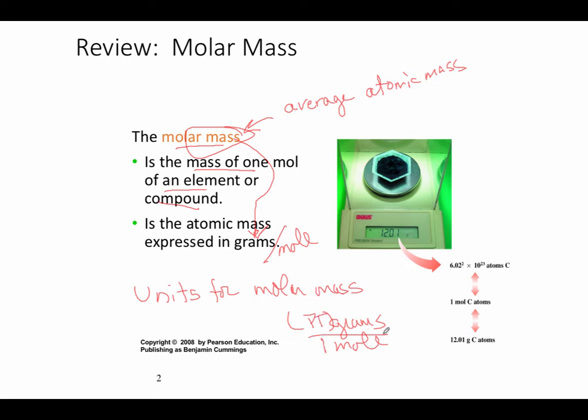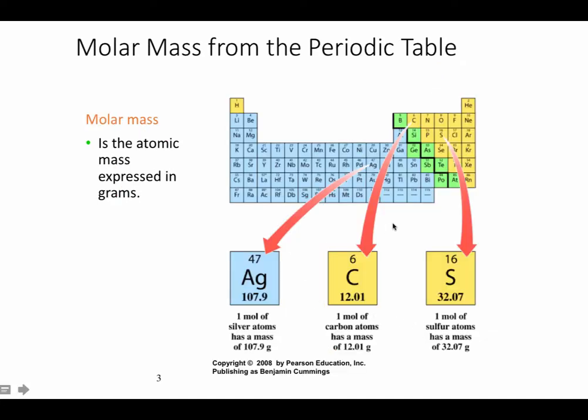Always remember that in 1 mole, there are 6.022 times 10 to the 23rd atoms. So 6.022 times 10 to the 23rd atoms of carbon is 1 mole of carbon, and the mass of that is 12.01. This is the number that would be on the periodic table. So, again, here's that 12.01 on the periodic table.